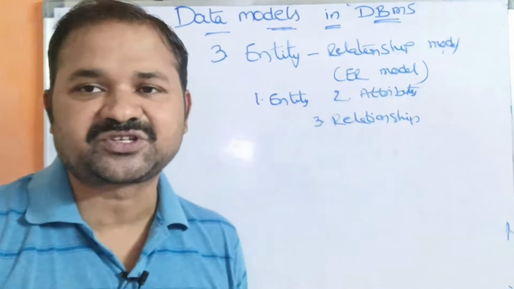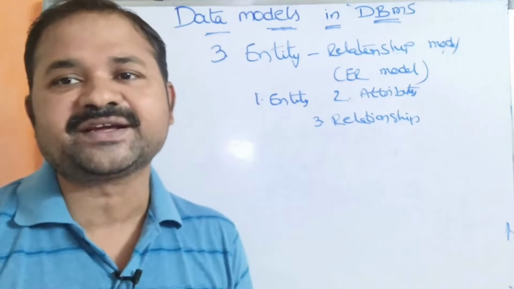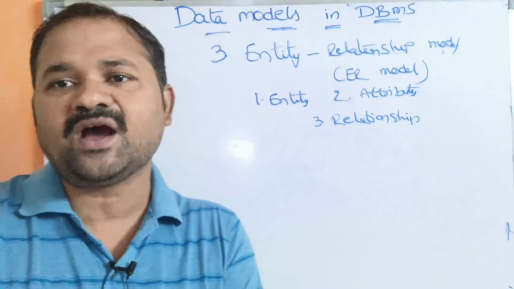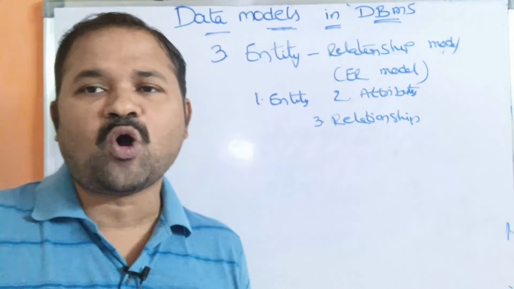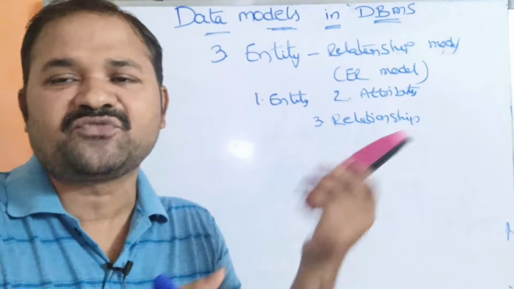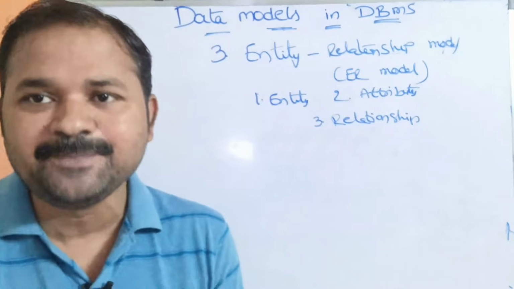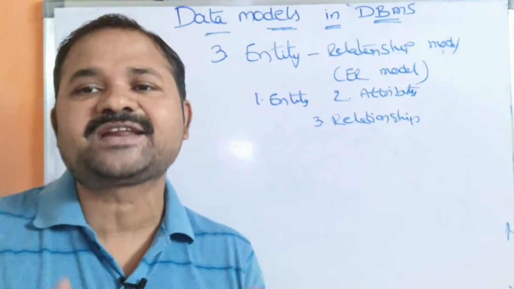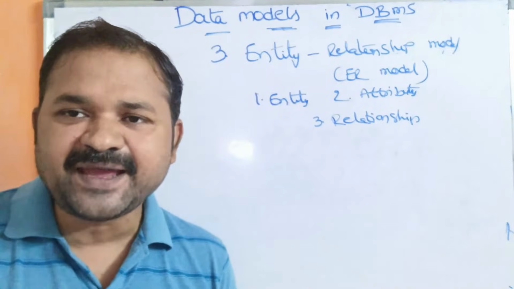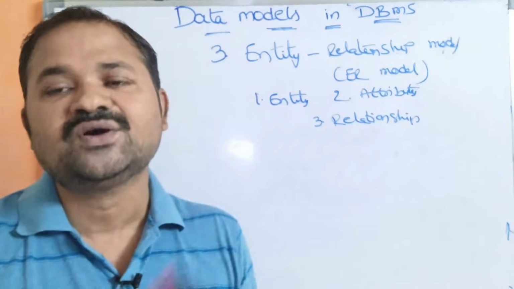Next, what is an attribute? Attributes are the properties of the entity. If we take student, a student has roll number, name, and marks. Roll number, name, and marks are the attributes of the student entity. If you take employee, employee number, name and salary are the attributes of the employee entity. Next is relationship. A relationship is mainly useful to connect two entities, to join two entities.